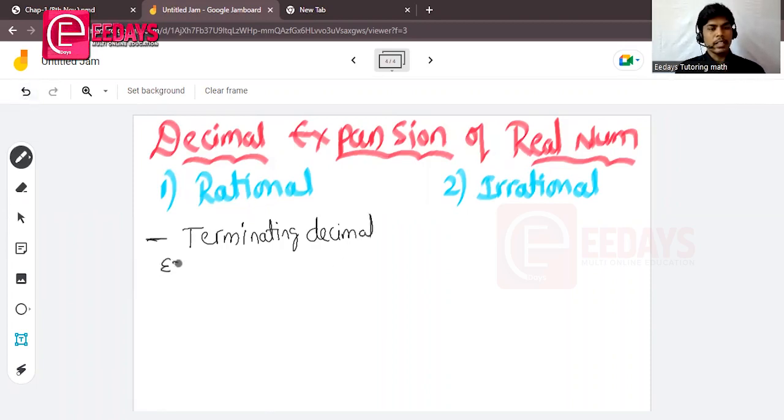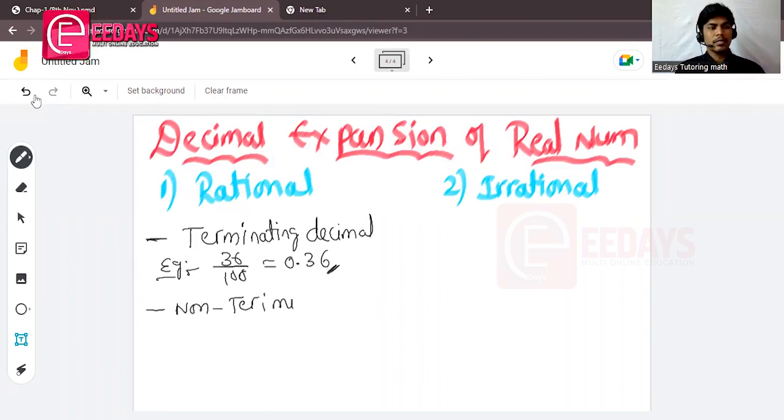For example, take 36 by 100. We can write 0.36. So it is terminated at 6. It just stops here and you will get remainder 0. Now coming to non-terminating recurring.